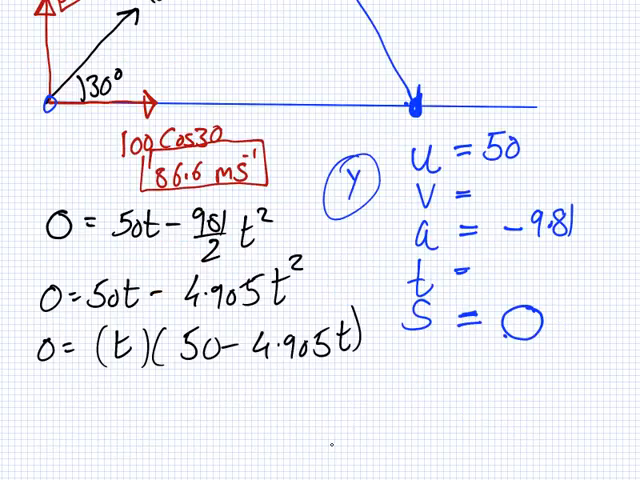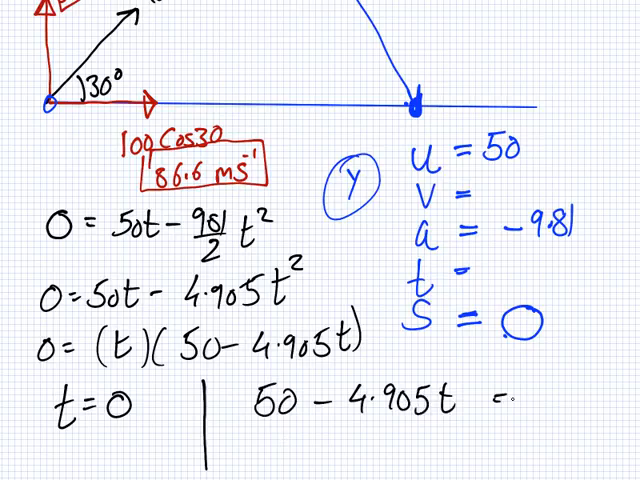Which answer do we take, the first or the second? Why not the first? So that can't be the total time. So you have 50 minus 4.905 T equals 0. So then T will be? 10.2. It should be about 10, shouldn't it? So 10.2 seconds is the first part done.